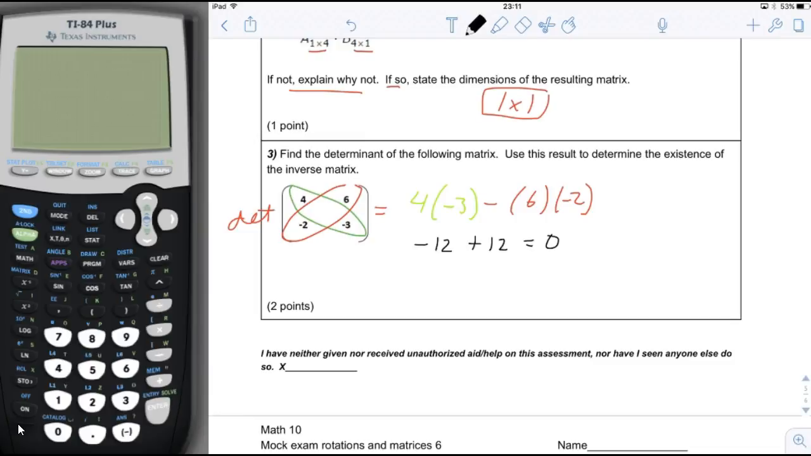It says use this result to determine the existence of the inverse matrix. Remember that the way you find the inverse matrix is you put 1 over the determinant and multiply it times what they call the adjoint matrix. Now if you put a 0 in for the determinant, then you have 1 over 0. 1 over 0 is infinity, so that makes the whole thing undefined. Whenever you have a determinant that's 0, you cannot find the inverse matrix. There is no inverse matrix, because the determinant equals 0.